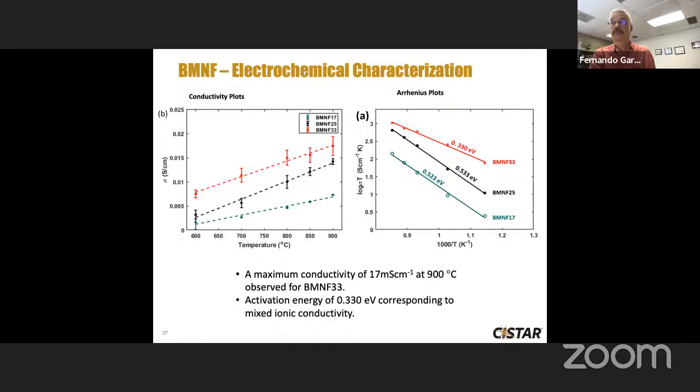We have some preliminary data that the calcium ones have higher conductivity. Rather than using magnesium, using calcium, we're not sure why this is the case, and we need to do a number of experiments to confirm this. What we're also seeing on the right-hand side here is that the addition of extra iron is also improving the conductivity, but we believe that we're very close to the solubility limit for iron in this compound, between the 0.25 to the 0.33 substitution.